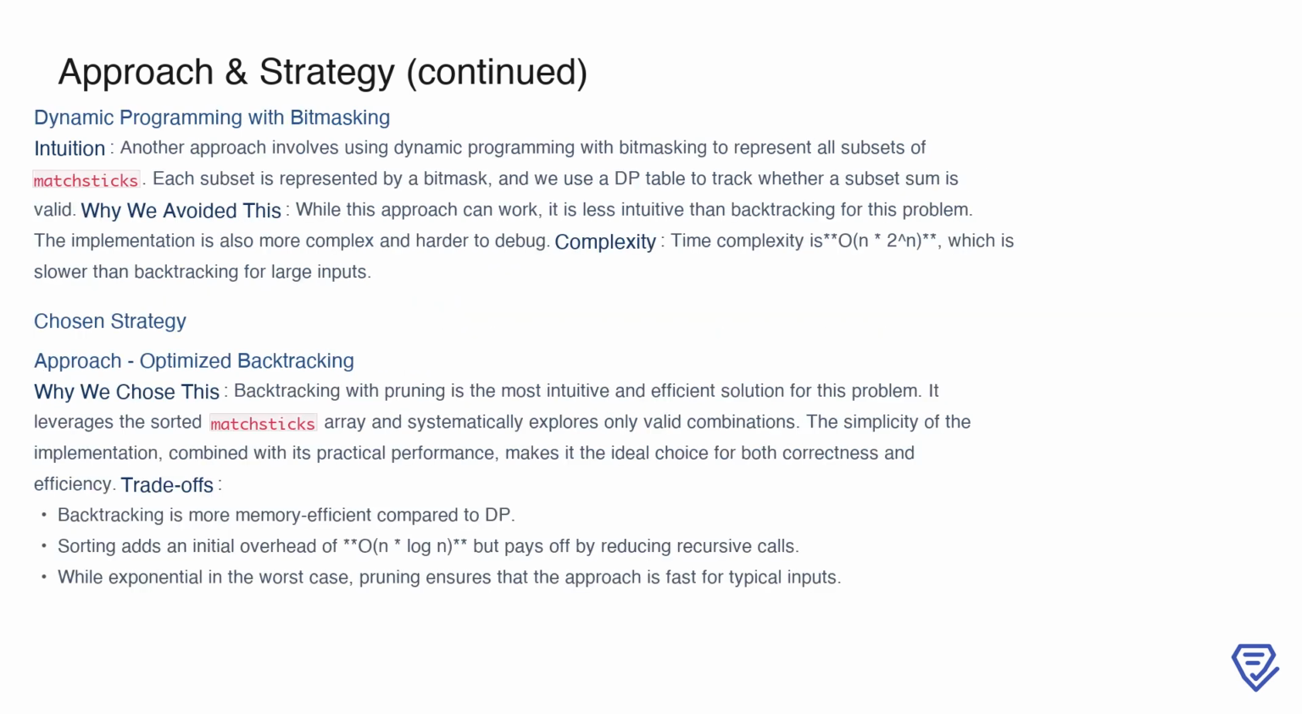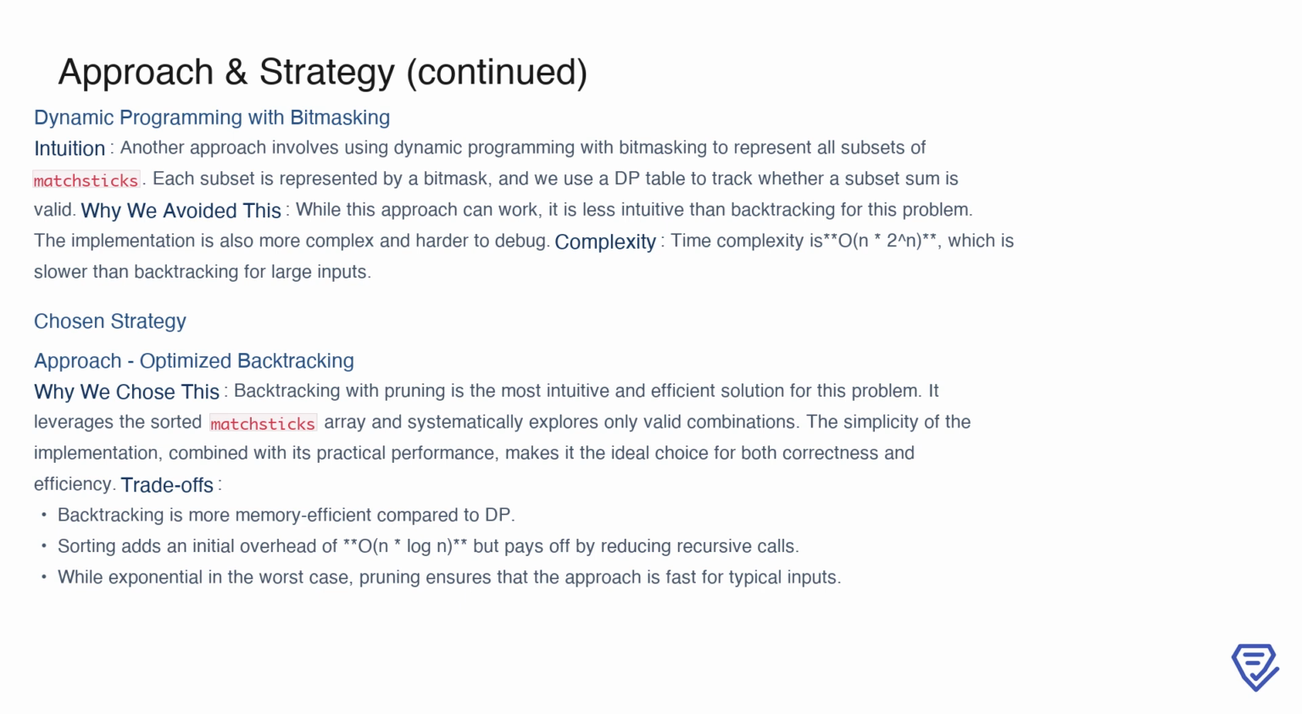Another possible solution involves dynamic programming with bit masking. Here, we represent all subsets of matchsticks using bit masks, and a dynamic programming table keeps track of whether a subset sum is valid. While this approach is theoretically sound, it's less intuitive compared to backtracking for this specific problem. The implementation is also more complex, especially when it comes to debugging.